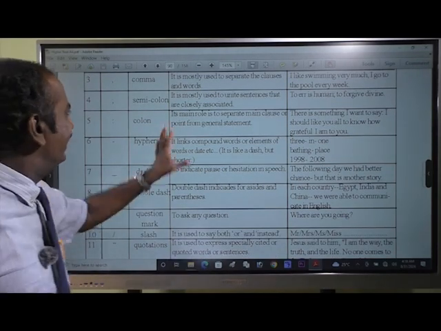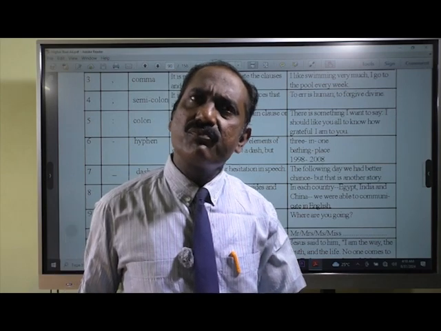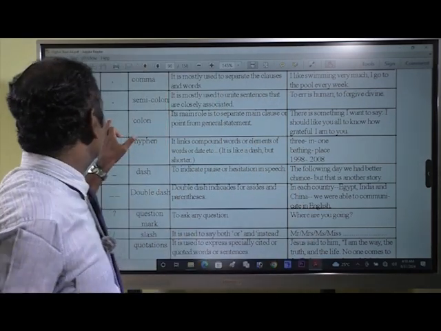The colon is very important and also often neglected. Colon: two dots only.